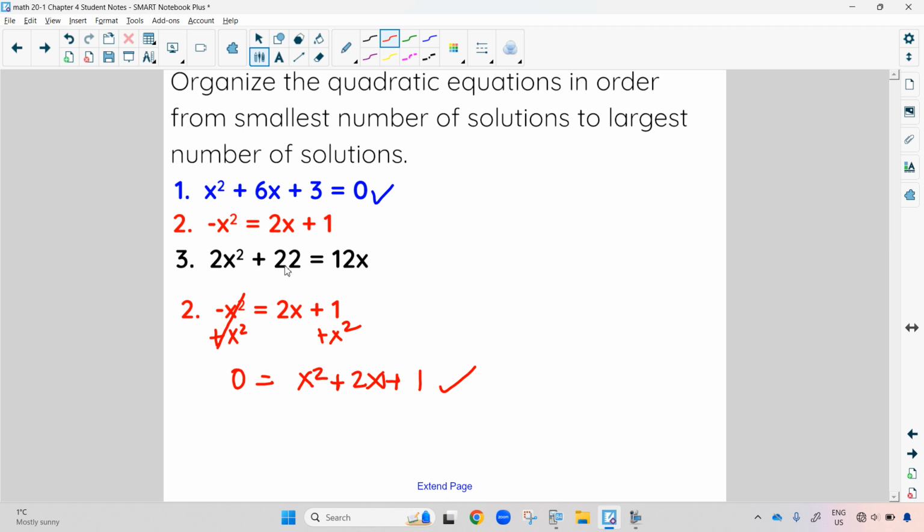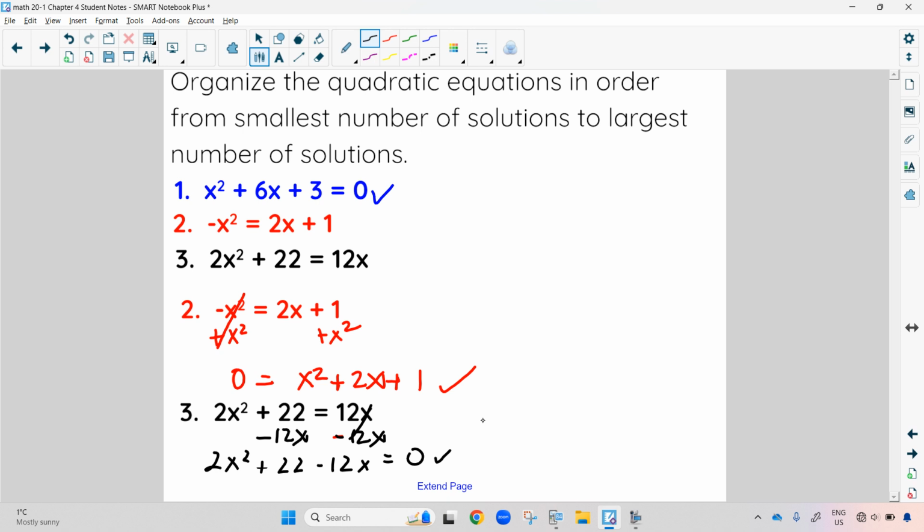If you look at number 3, that is not set to 0, so we need to do a little extra work there. So again, I move the smallest number of terms, so I'm going to subtract 12x from both sides. Again, it does not matter what side you isolate to. Okay, now that that's set to 0, I'm good to go.